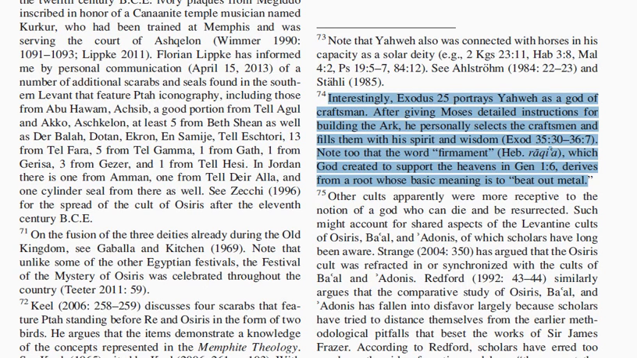Interestingly, Exodus 25 portrays Yahweh as a God of craftsmen. After giving Moses detailed instructions for building the ark, he personally selects the craftsmen and fills them with his spirit and wisdom. Exodus 35:30, 36:7. Note too that the word firmament, which God created to support the heavens in Genesis 1:6, derives from a root whose basic meaning is to beat out metal.